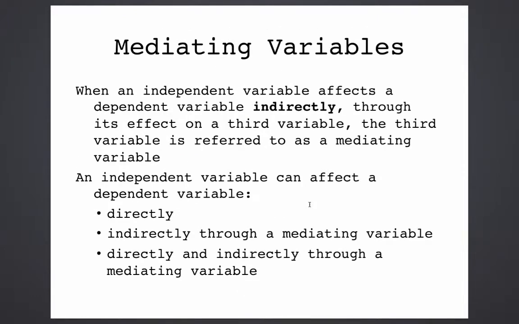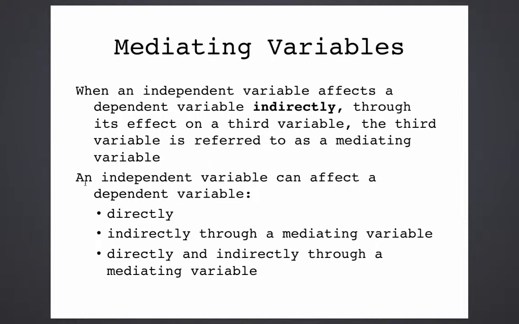Okay, so we're going to spend a lot of time on mediation and moderation. Mediating variables are the explanation for why an independent variable affects a dependent variable. We can talk about mediation by using the word indirectly. We say that variable x indirectly affects variable y through its effect on the mediator. So we say that x has an indirect effect on y through the mediator.